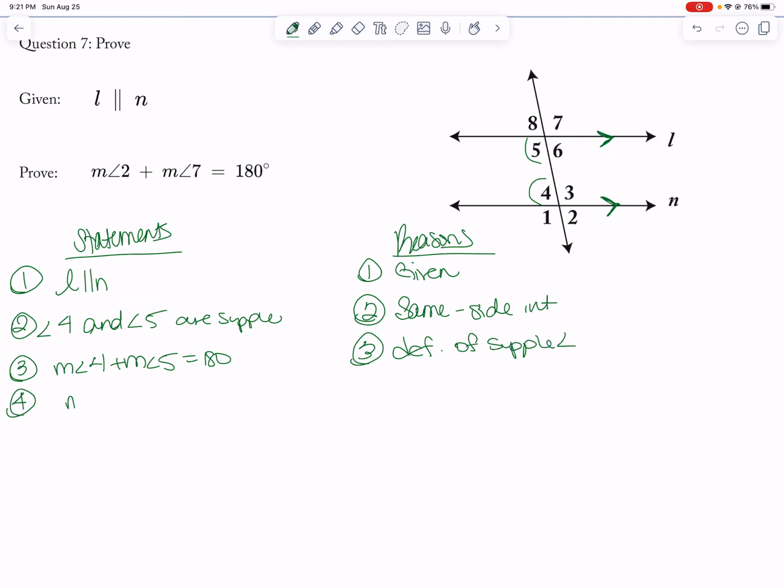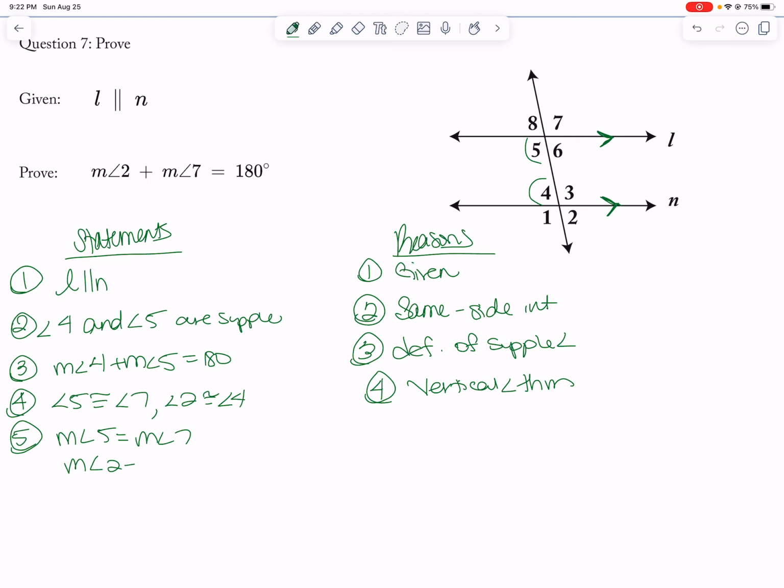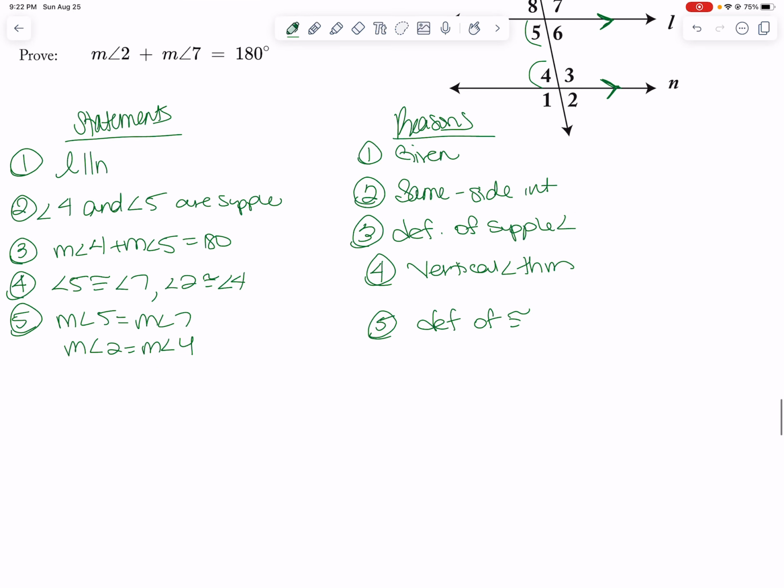And then 4, angle 5 is congruent to angle 7, and angle 2 is congruent to angle 4, and that is the vertical angles theorem. And then 5, measure of angle 5 is equal to measure of angle 7, and measure of angle 2 is equal to measure of angle 4, and that is the definition of congruence. And then 6, measure of angle 2 plus measure of angle 7 is equal to 180, and that is by substitution.